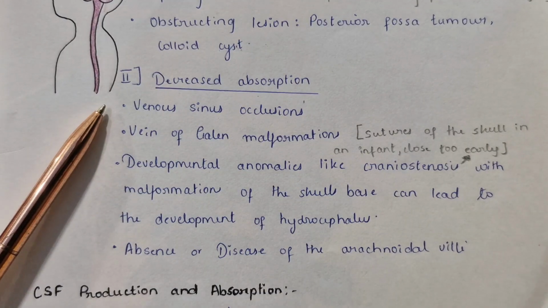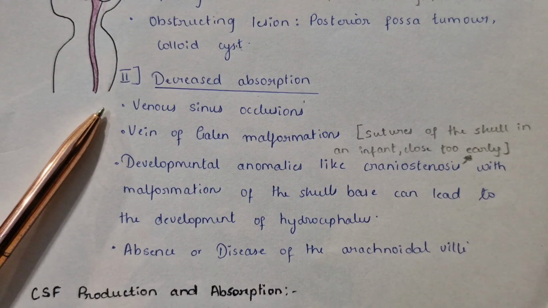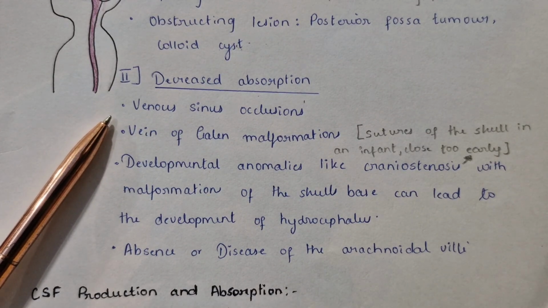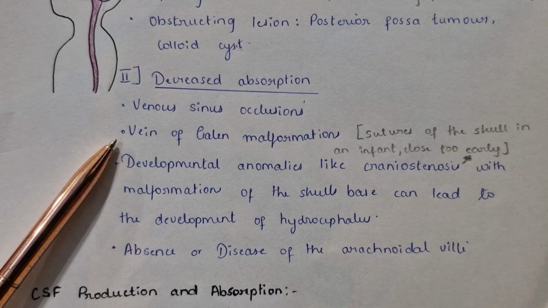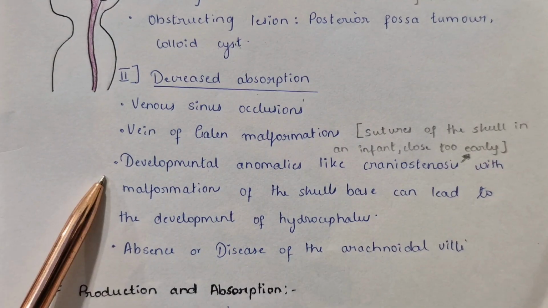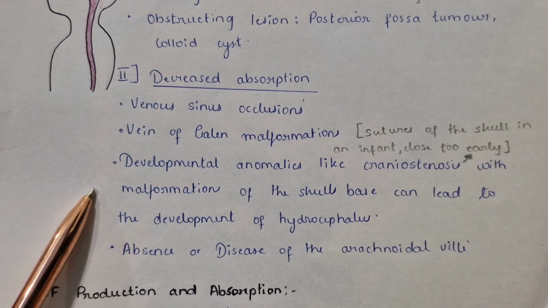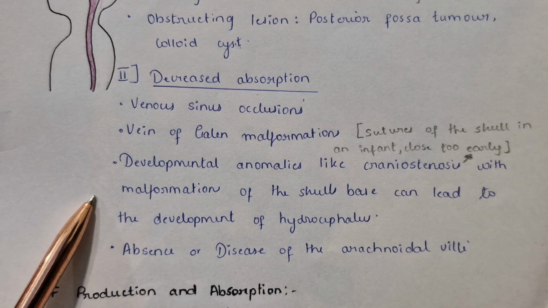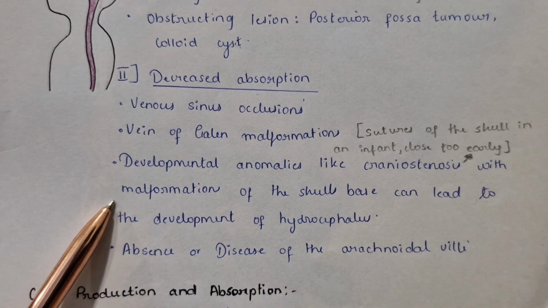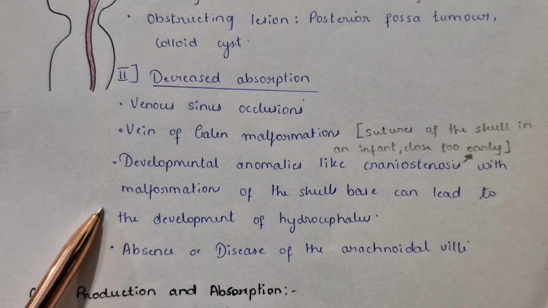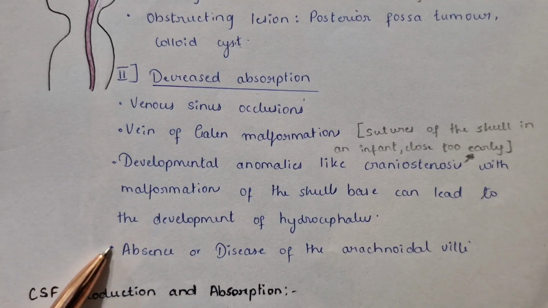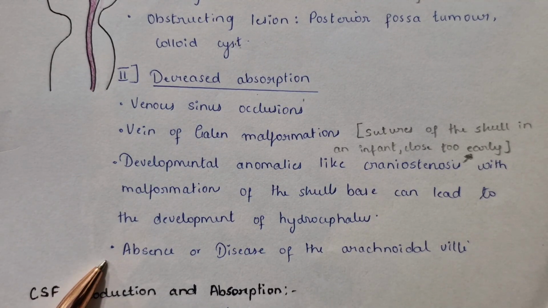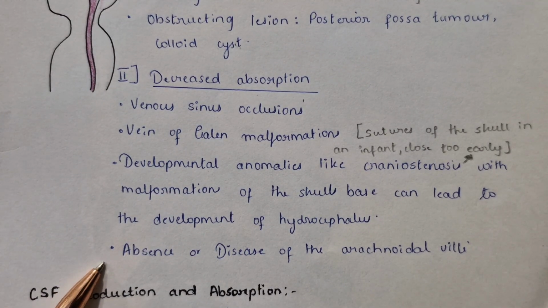The other cause is due to decreased absorption, which is seen in venous sinus occlusions, vein of Galen malformations, developmental anomalies like craniostenosis, where the sutures of the skull in an infant close too early, with malformations of the skull base, which can lead to development of hydrocephalus, absence or disease of the arachnoidal villi.